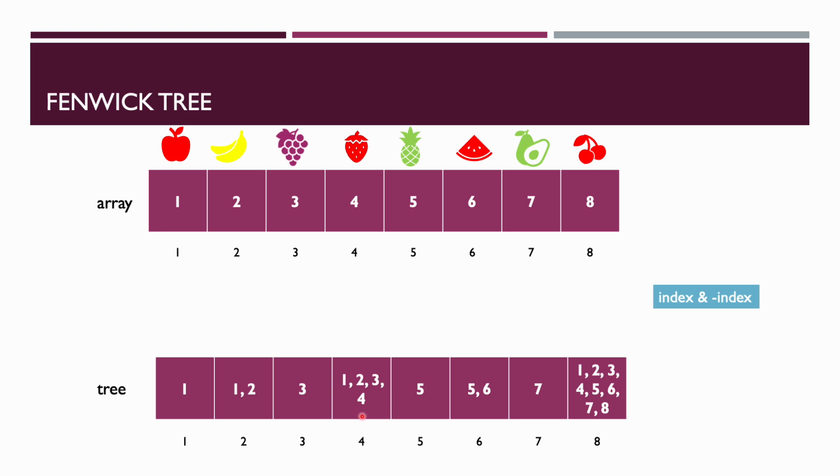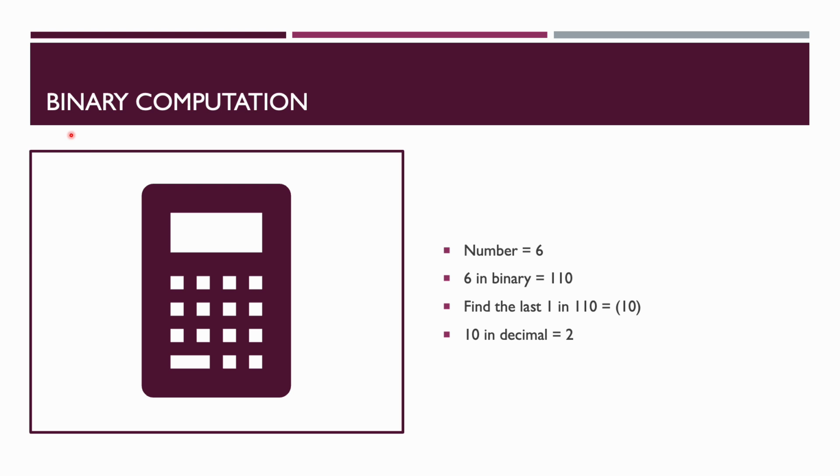The length of the elements it's going to hold is calculated by the last set bit, which is calculated by index AND minus index. We'll come to this, but let's first understand the binary computation. Let's say we have a number 6. This is a decimal number, right? Let's convert this to binary. In binary, 6 goes like 110. For understanding purposes, right now we are taking just 3 digits.